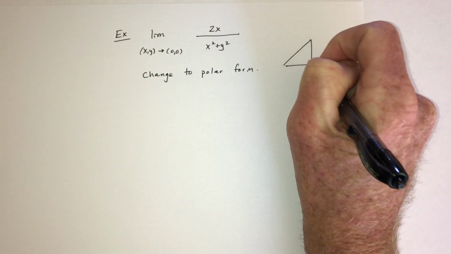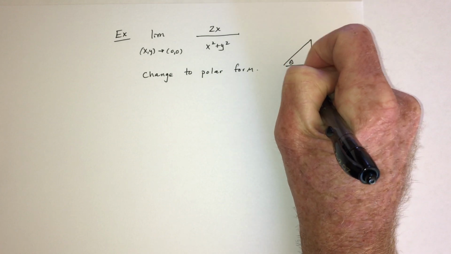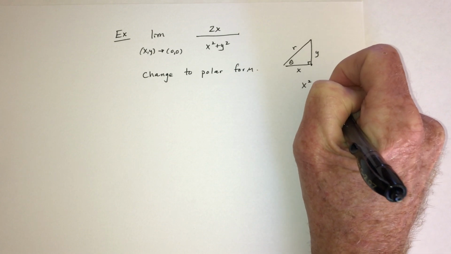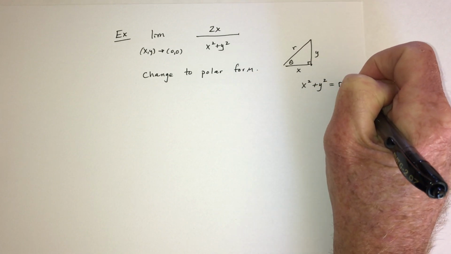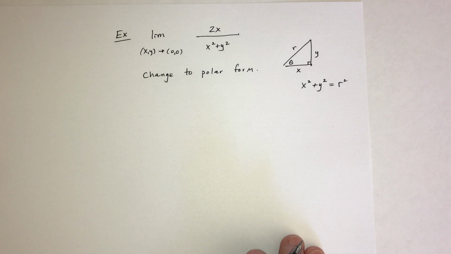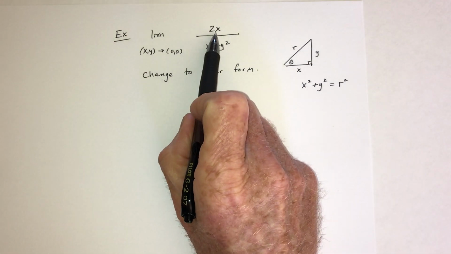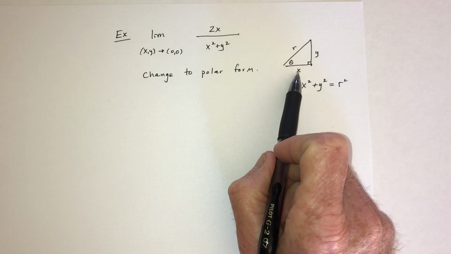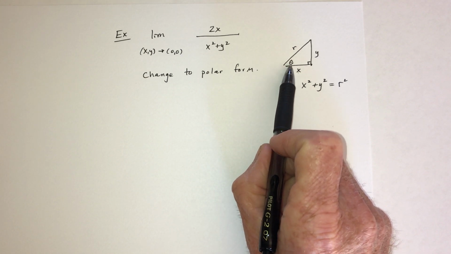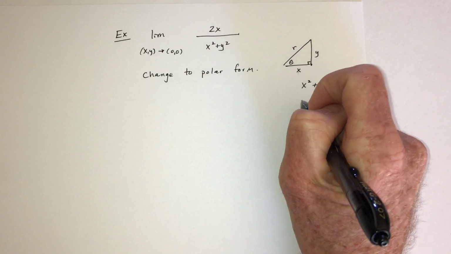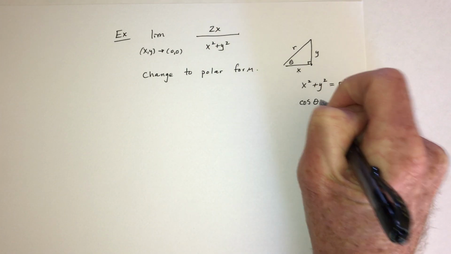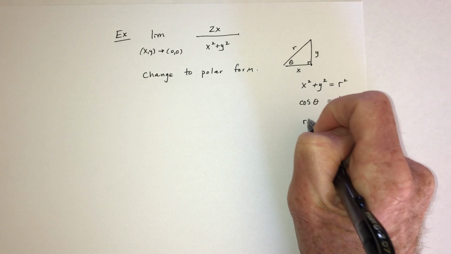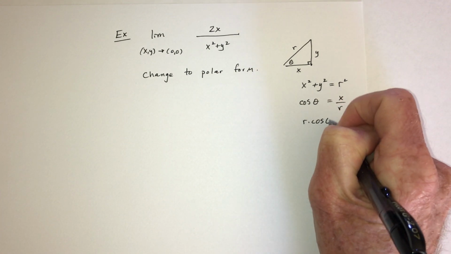So as I said before, polar is basically just setting up a right triangle, and then you can use the Pythagorean theorem to have x squared plus y squared equals r squared. Now this one has x by itself, so I need to see what x equals. So I could use cosine. So cosine would be x over r, or in other words, x is equal to r times cosine of theta.